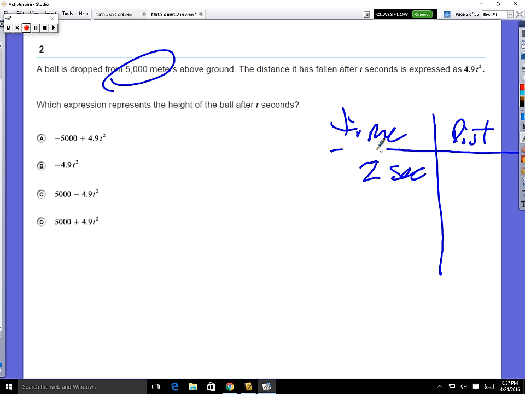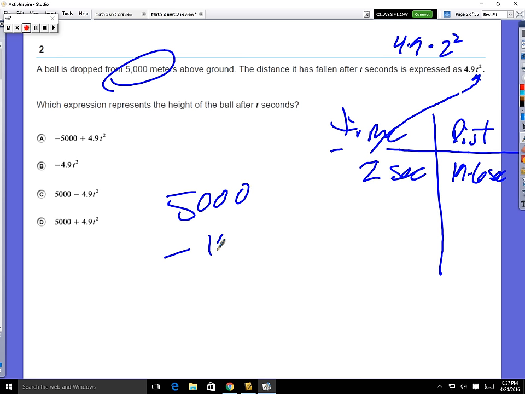So if you want to know how far it's traveled in 2 seconds, you plug 2 in for t. So it's 4.9 times 2 squared. So it is 4.9 times 4. And that is going to be 19.6 meters. But if I want to know its position, I'm going to do 5 grand minus the 19.6, and that will tell me its height. So that's why we're going to go with C.